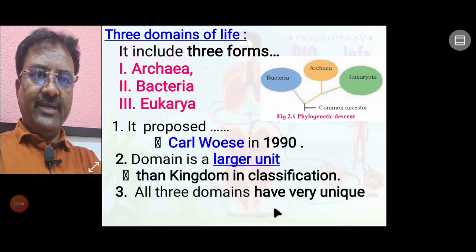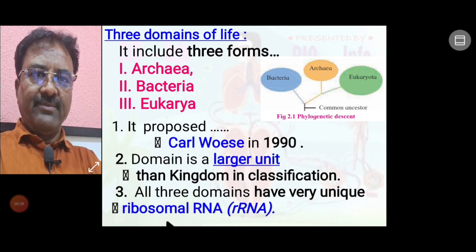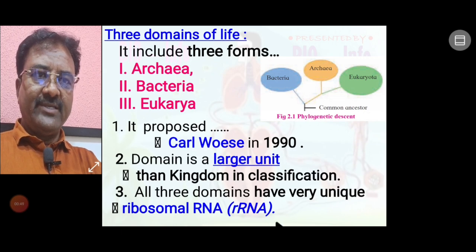All 3 domains have something unique: ribosomal RNA, rRNA. So this point is most important, because all 3 domains have a unique ribosomal RNA, or rRNA.